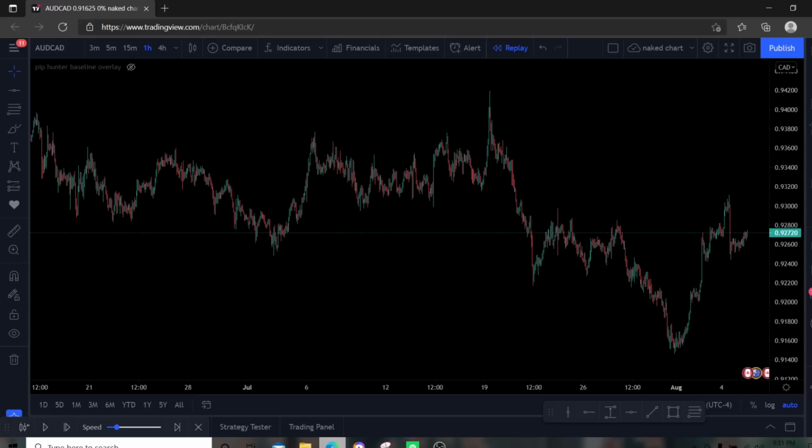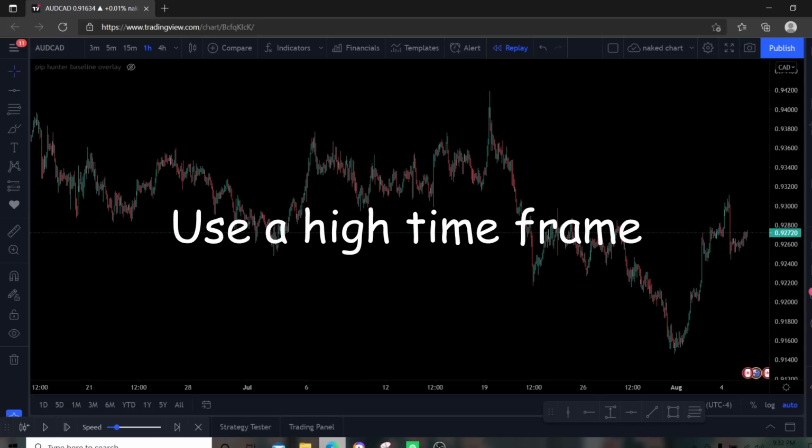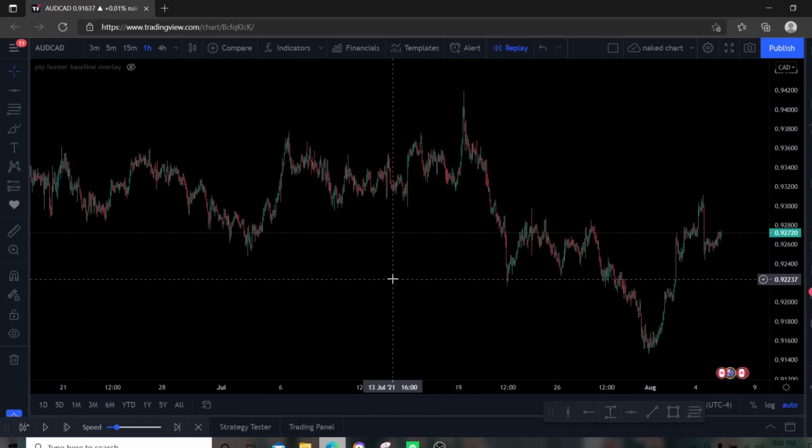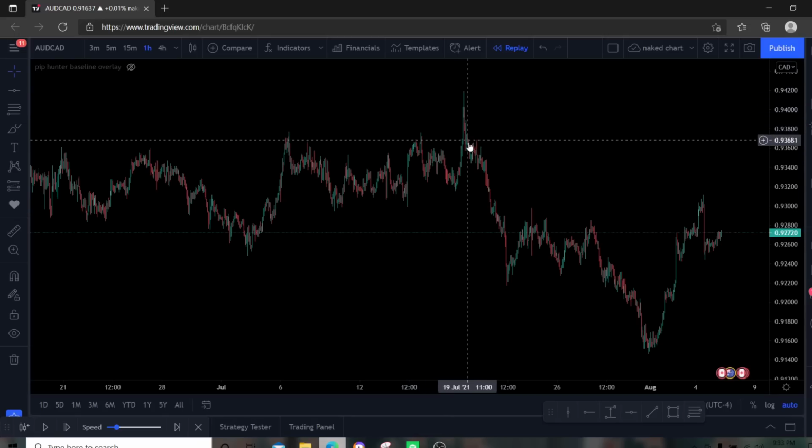So here we go. I just picked AutoCAD. You can pick whatever you want. When you are marking up support and resistance, you want a higher time frame. The higher the time frame, the stronger the trend. That's what you want to see. You want to see movement going in a direction and having a nice strong trend. You can see you have a massive drop. Each one of these candles is an hour. So you want to be trading along with that trend.